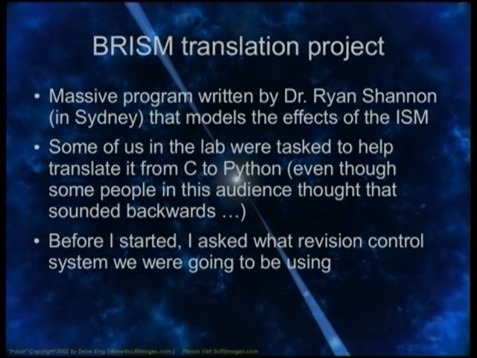For this project, he decided to write his code in C, which is, as we all know, very robust and very reliable and a great place to start. However, the Nanograv collaboration has slowly started moving all of our coding efforts into Python. And so, despite the protests of certain people in this room, we decided to translate this chunk of code from C into Python, which sounds backwards to some people, but it's what we needed. So, being the kind of person I am, I asked my professor what kind of revision control system we used in the lab, because, yeah, you can see where this is going.